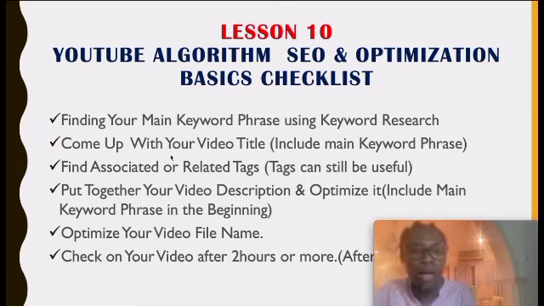So we'll also look at how to come up with a video title that includes the keyword phrase. Then it is also very important to find related tags. Many people say that tags are not that important now, but why take the risk? If you have the opportunity to put in tags, why not put in tags? So tags are normally short phrases that describe your video. And if you've been on YouTube, you know that when you are uploading a video, you get the opportunity to put in a tag.